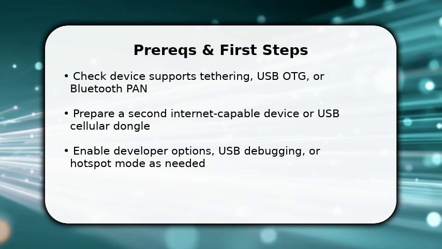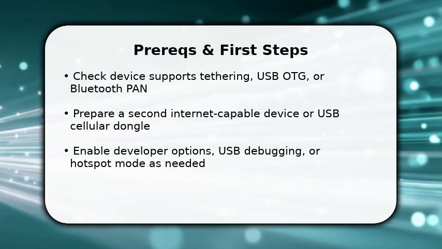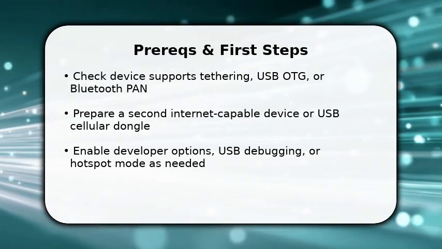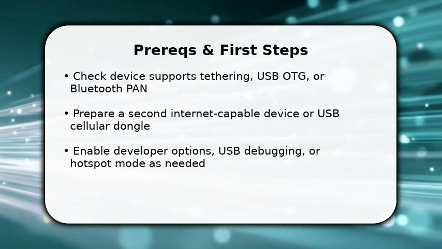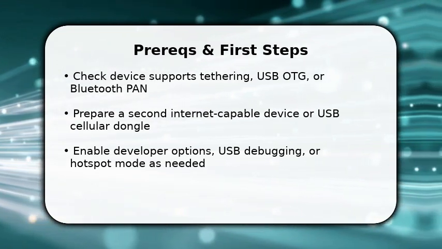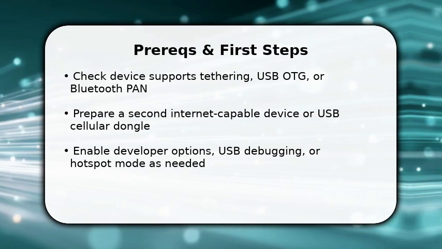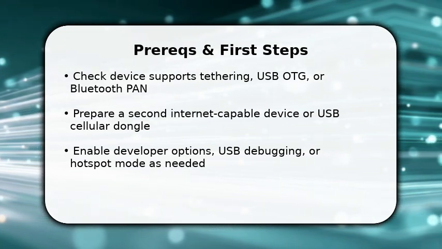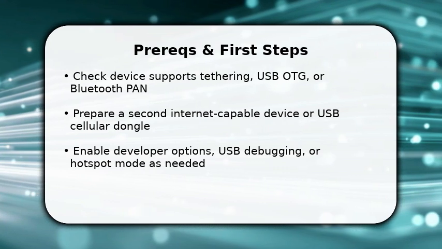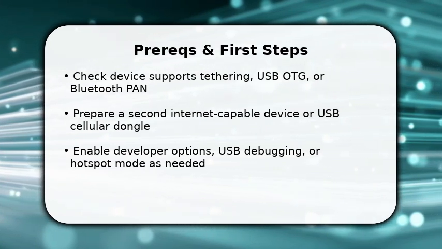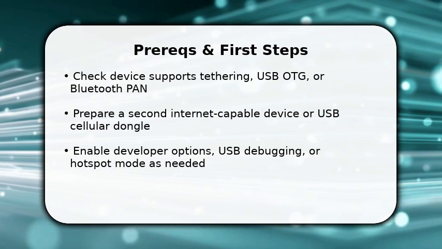You'll begin by confirming hardware and permissions so you can move fast. Make sure your device supports tethering, Bluetooth PAN, or USB AUX. Without that, you can't bridge a connection. Once done, gather a second phone, tablet, or USB cellular dongle and a USB cable or Bluetooth pairing credentials.